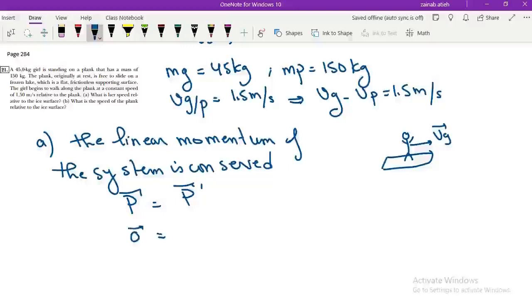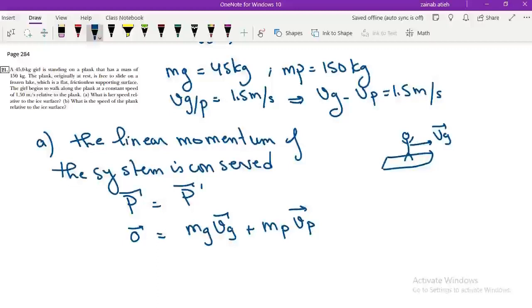After the girl walked, she has speed: the mass of the girl times the velocity of the girl plus the mass of the plank times the velocity of the plank. Okay, now each time the motion is along the same line. Here, of course, VG and VP are opposite in direction, one forward and one backward, because if I have to write them as vectors I will get V of the plank equals minus mg over mp vg.